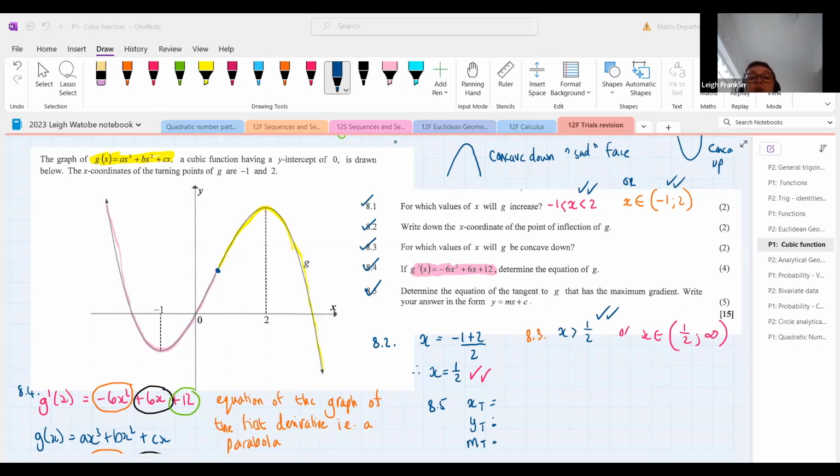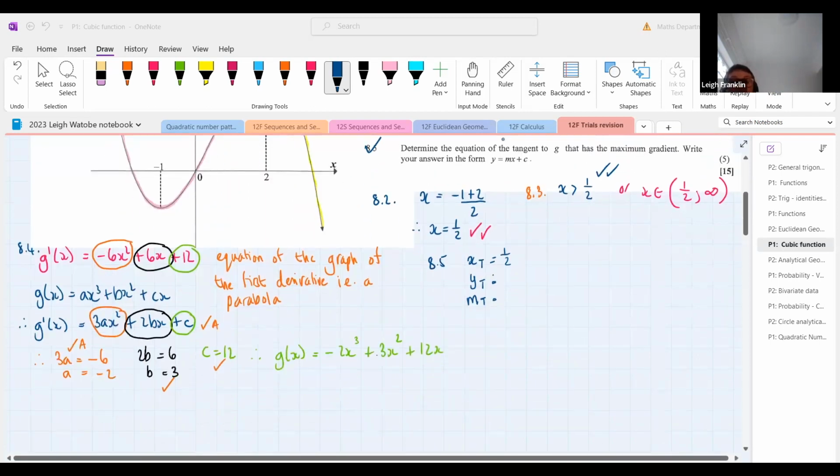100%. Okay, so do we know what the x coordinate at the point of tangency is? Have we already got that piece of information? Yes, it's 1/2, and we got that piece of information from question 8.2. So we know that this is 1/2. So if we have got the x coordinate, yes, it is a half. Well done. How are we going to get the y coordinate at the point of tangency?